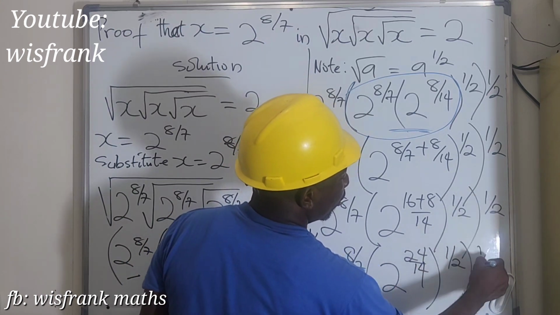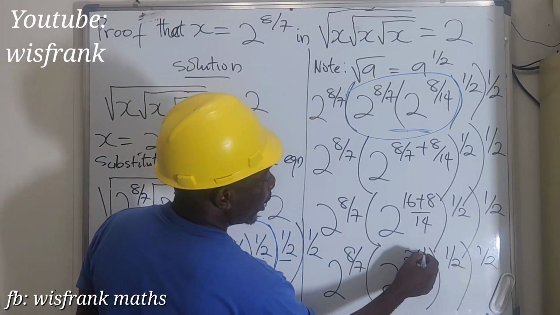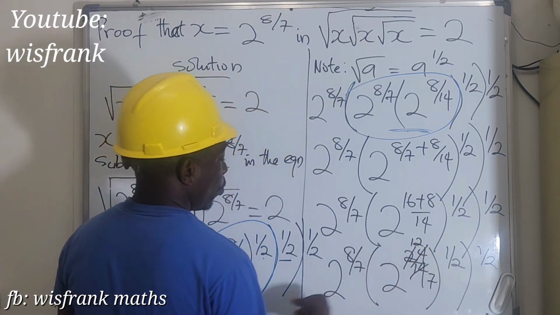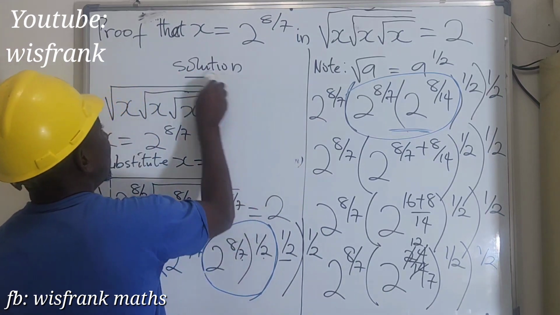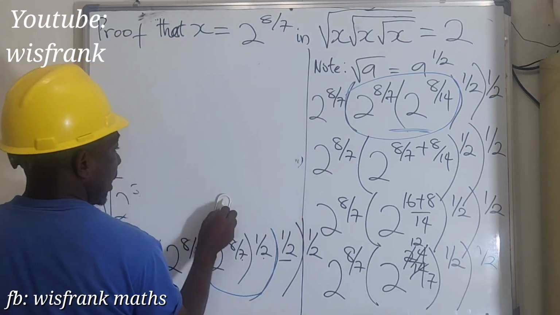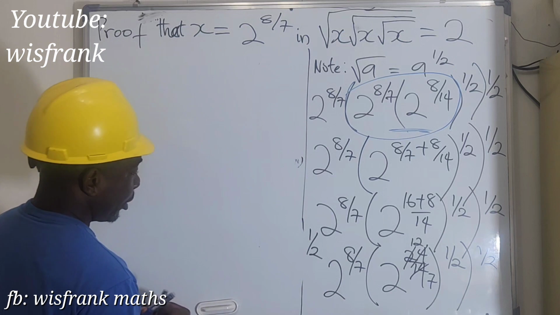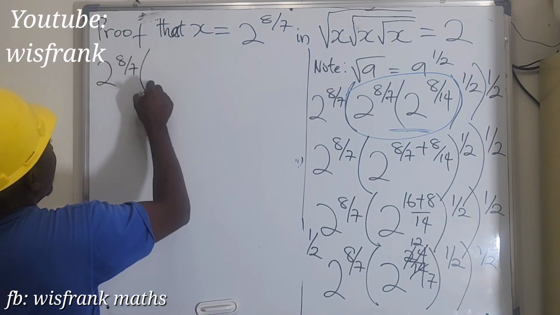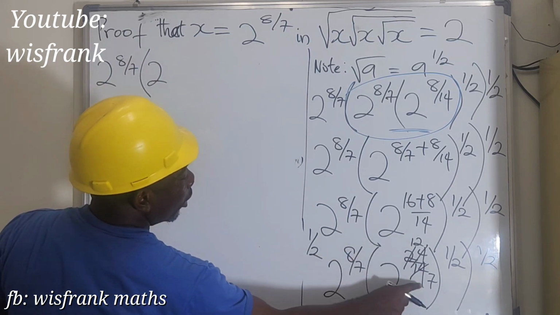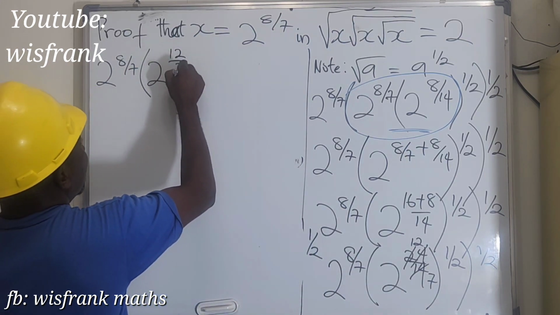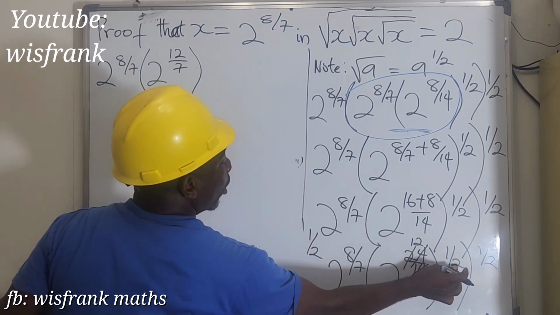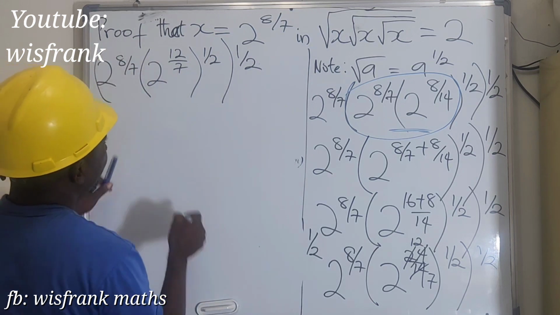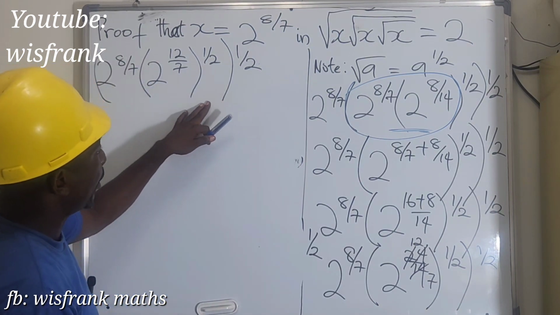We bring 1 all over 2. We bring this one down. So here, 2 will cancel here 7, and 2 will cancel here 12. So we need to move over to this other side. So we are going to bring this one. So we have 2 raised to the power of 8 all over 7 into 2. So here will be 12 all over 7. Then we bring down 1 all over 2. Then we still have 1 all over 2. So this is what we have now, our new solution.